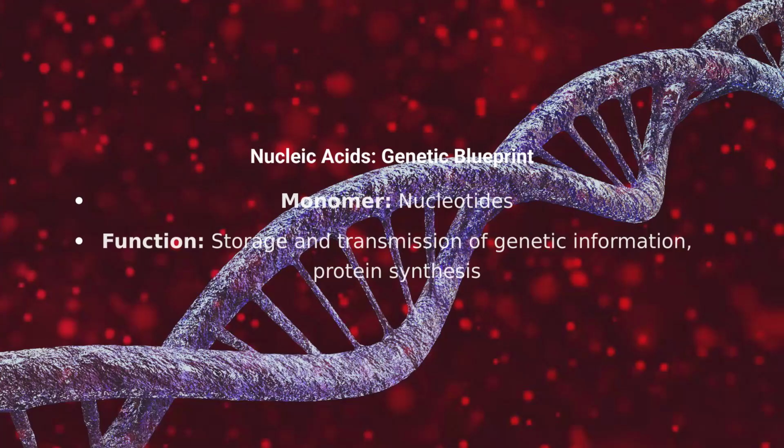Finally, we have nucleic acids, the carriers of genetic information. These macromolecules are polymers made up of repeating monomer units called nucleotides. Each nucleotide consists of three components: a 5-carbon sugar, a phosphate group, and a nitrogenous base. There are two main types of nucleic acids: deoxyribonucleic acid, or DNA, and ribonucleic acid, or RNA.